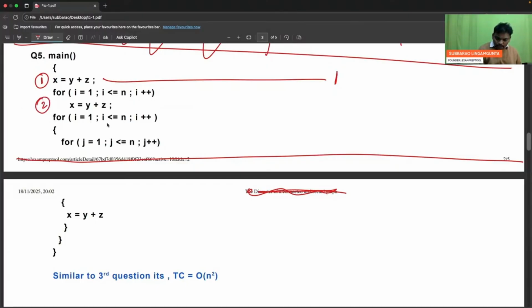Second statement, if you observe, it is the end time. That is also okay. Now see the third statement. If you observe the third statement, is there any change there? i is equal to 1, i less than or equal to n, i plus plus, j is equal to 1, j less than or equal to n, j plus plus, x is equal to y plus z. I think it is normal.